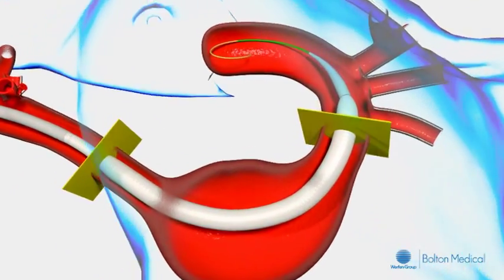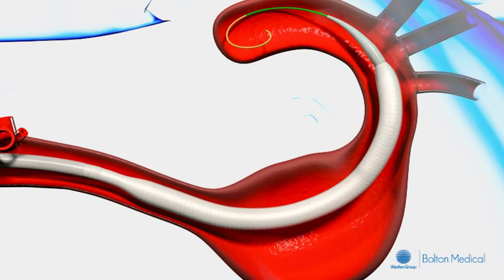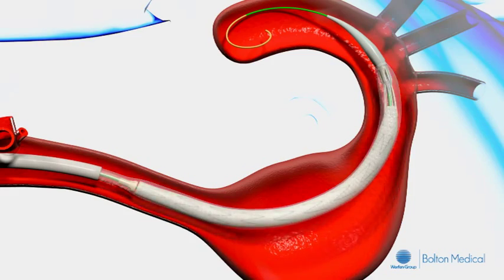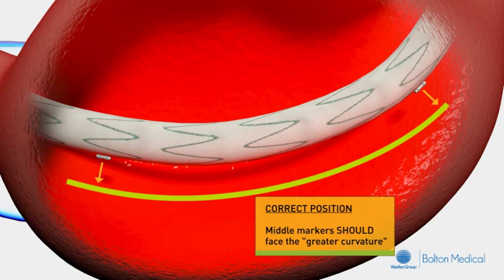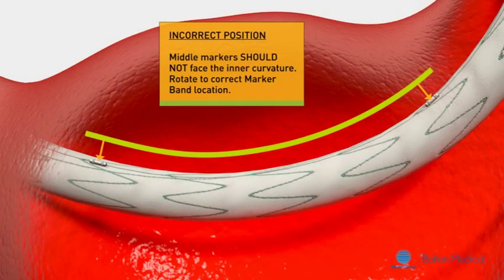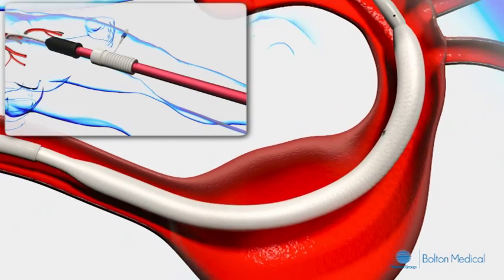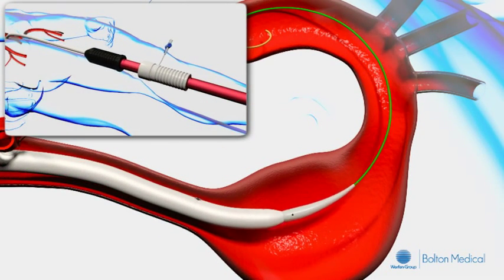As you advance the stent graft, you will see the middle marker bands spiraling to a line in the desired position along the outer central portion of the greatest curvature of the aorta. Please note this position as shown in the animation. If the middle marker bands do not align in this position as seen here, bring the stent graft back to a relatively straight portion of the aorta.